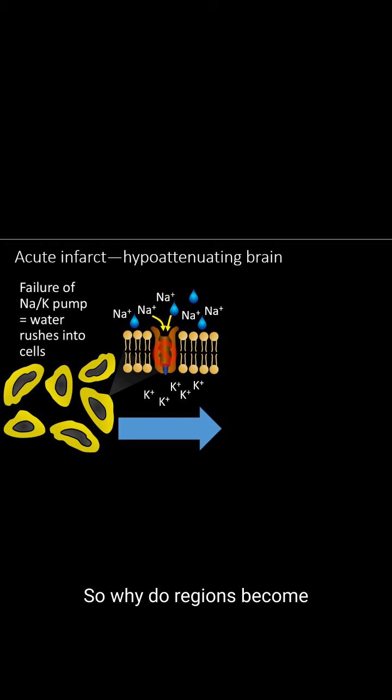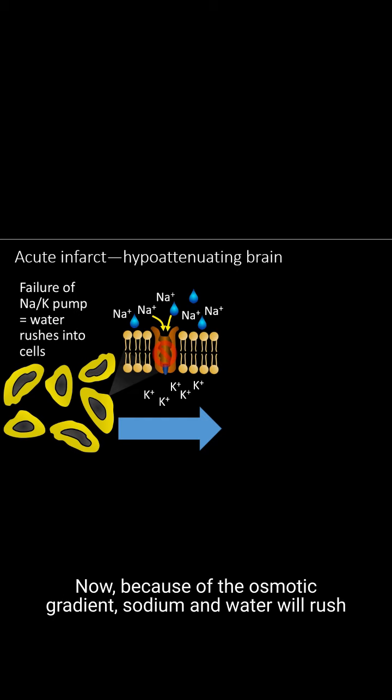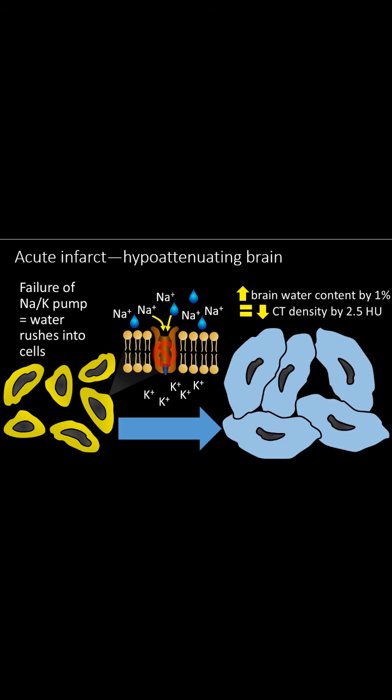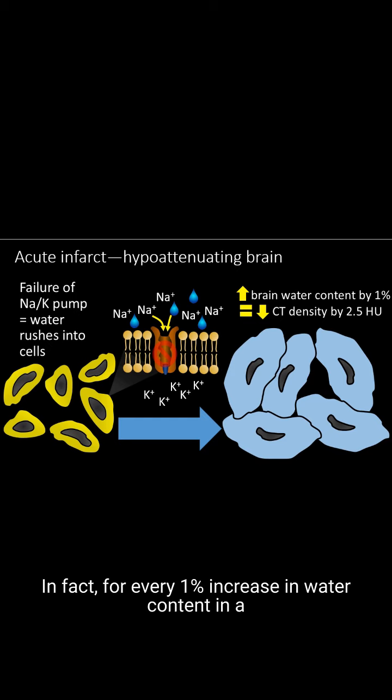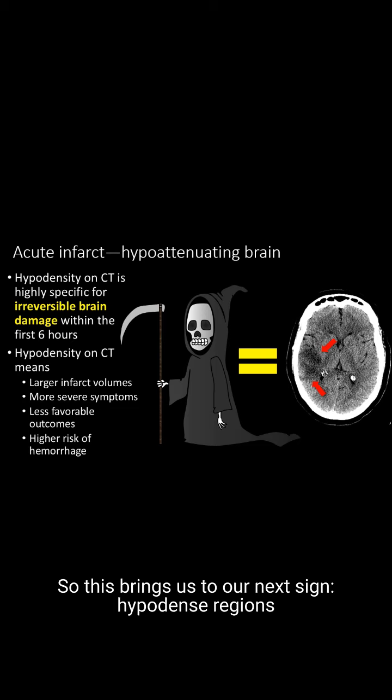So why do regions become low density when they infarct? This is because when oxygen and ATP run out, as they do in an infarct, our sodium-potassium pump stops working. Now, because of the osmotic gradient, sodium and water will rush into the cell if there's no pump to push them out. More water in the cell means lower density. This is because water is lower density than soft tissue. In fact, for every 1% increase in water content in a tissue, there is a 2.5 Hounsfield unit decrease in density.